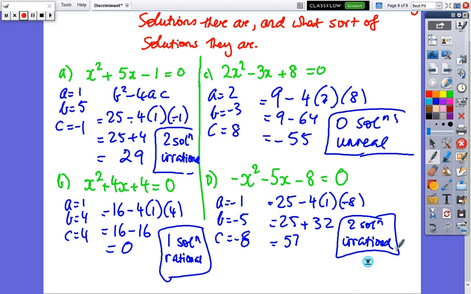Okay. So I didn't have two solutions rational, but you're looking for a perfect square. So if 57 was actually 64, or if 29 had been 25, there'd be two solutions, but they'd be rational.